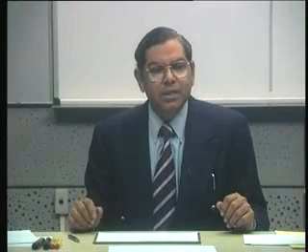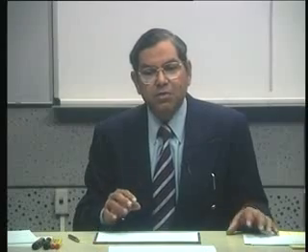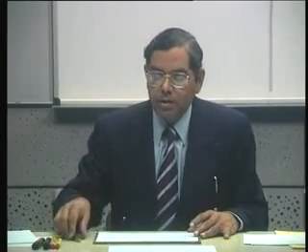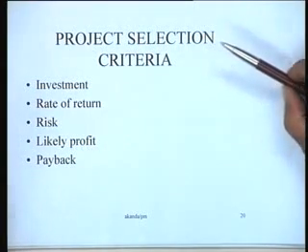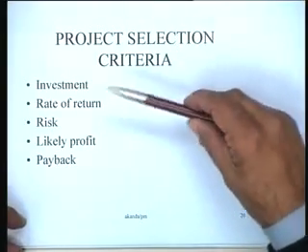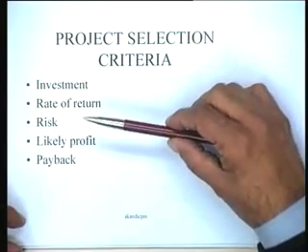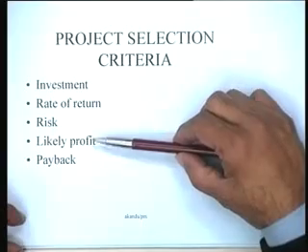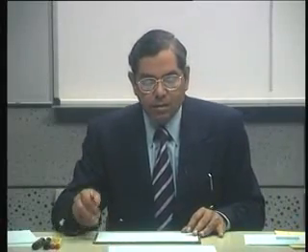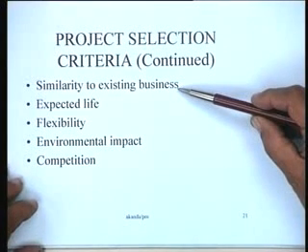So we have talked about broadly some of these major issues involved in the appraisal of a project, which involves various functions. So once a project is appraised or projects are appraised, how do we select a project? So we finally come to this stage of project selection, which is in fact the first stage where the birth of the project has taken place. So some of the criteria which are important in project selection are the investment, the rate of return, risk, likely profit, payback, and issues like similarity to existing business. This is important because you may want to utilize the experience that you have gained in a particular profession in setting up or in propagating your new project.